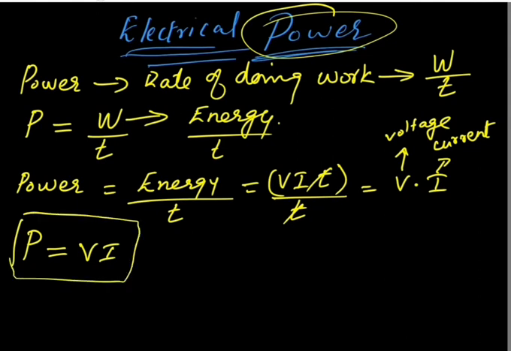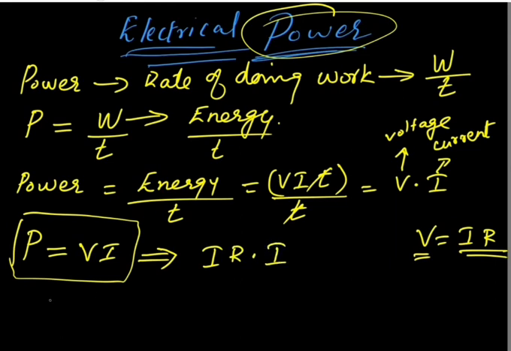Now using Ohm's law, you know V is equal to IR. So instead of V, I can put IR. So the power can be again rewritten as, instead of V, I will put IR, then multiplied with I. So power is equal to I squared R, which is the second expression. So this is the first expression, second expression.